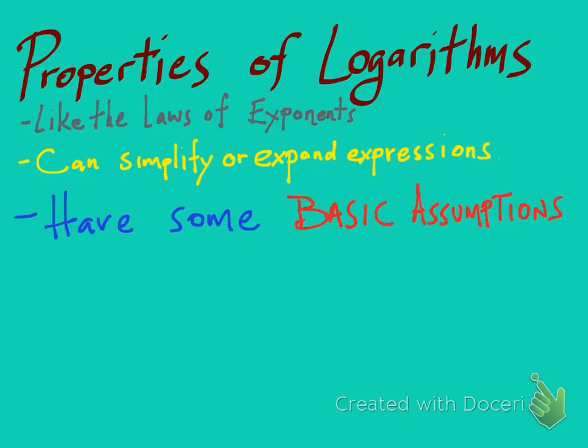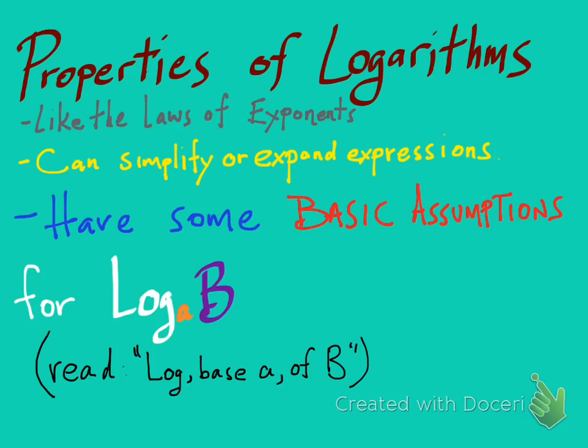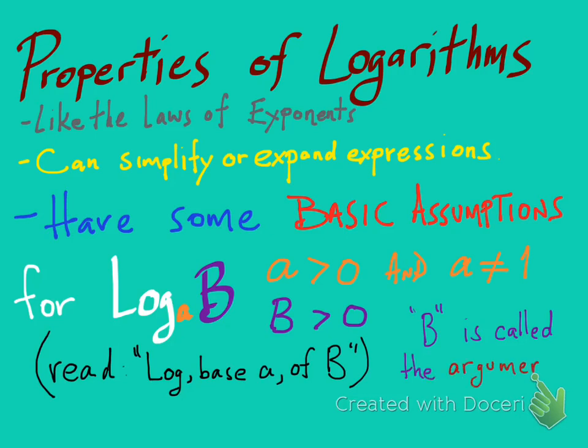And then the other thing is that all these log properties go on some basic assumptions. These assumptions are something like this. For a statement such as log base a of b, and that's how you read that statement, by the way, is log base a of b. The first assumption is that a is greater than 0 and not equal to 1. The second assumption is that b is a number greater than 0. And one more thing is that the b there is called the argument of the log expression. Great.